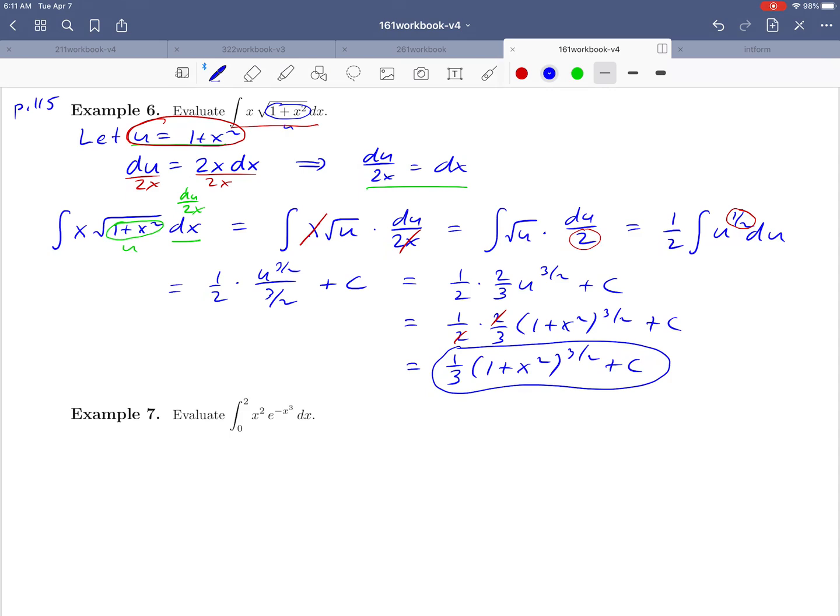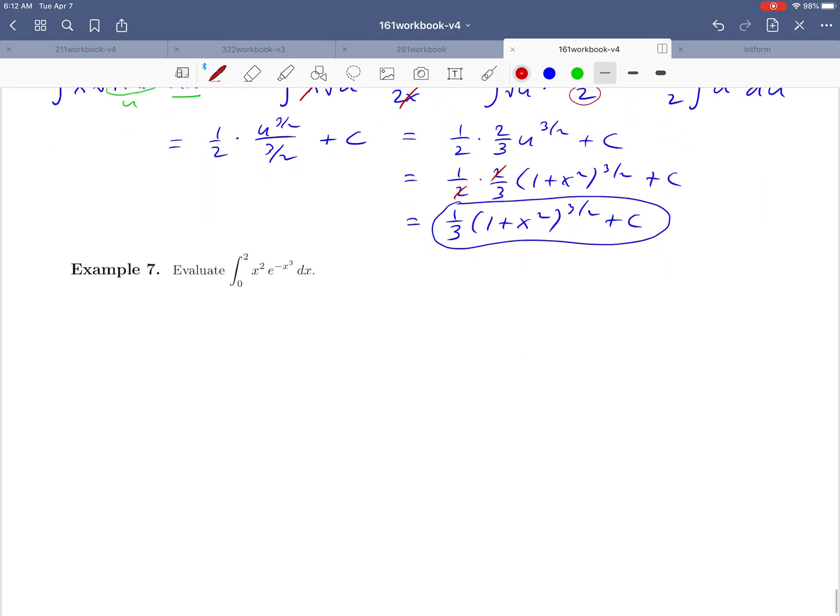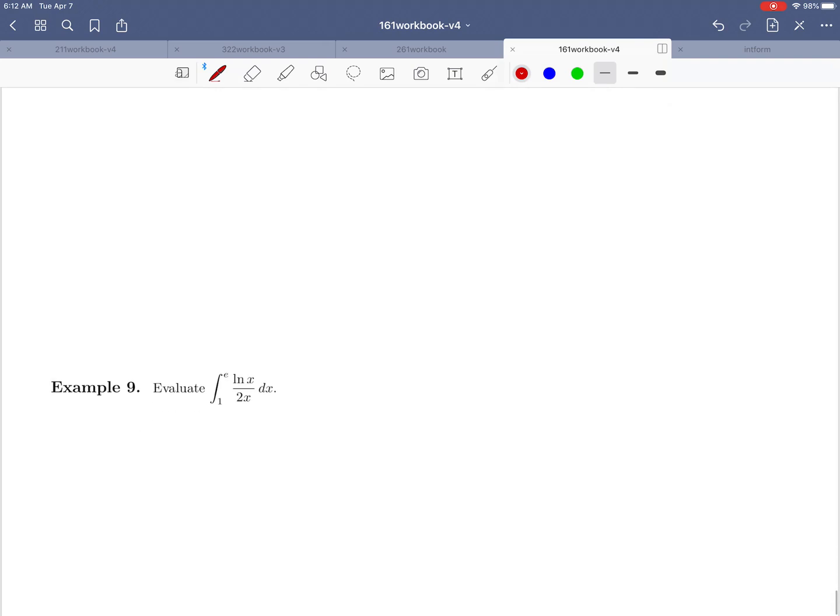Now I want to make one comment before we quit here. You might be asking yourself in these first couple of examples, where did the u come from? At the beginning of the problem, how do we know what to choose for u? Well, there's no hard and fast rule that will always work, but I can give you a couple of guidelines that might help you. We need to page ahead a few pages here, so bear with me.